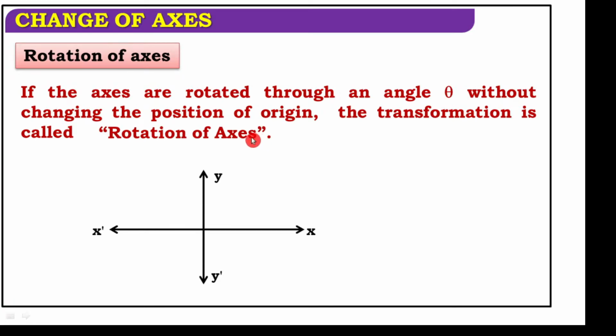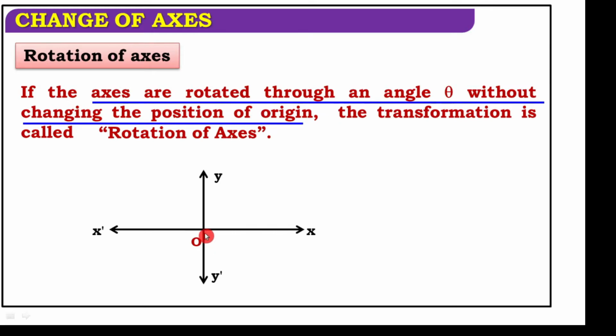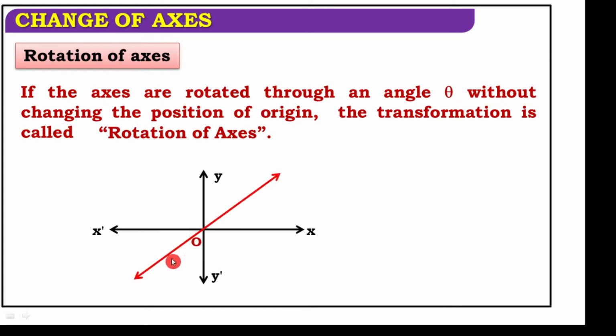Before rotation, the horizontal line is called the x-axis and the vertical line is called the y-axis. The point of intersection of them is the origin. If the axes are rotated through an angle, this is our new x-axis and this is the new y-axis after rotating the axes.